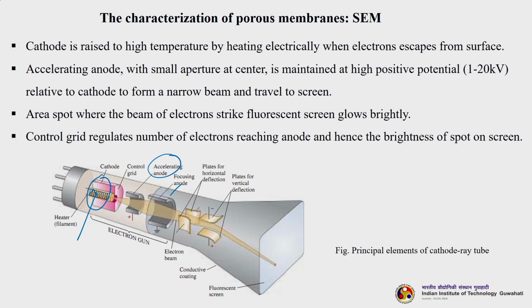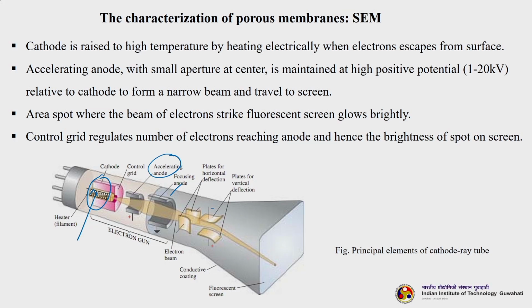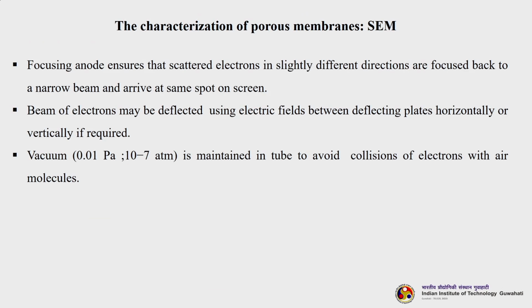The control grid regulates the number of electrons reaching the anode and hence the brightness of the spot on the screen. The horizontal plates and vertical deflection plates are helping to actually neutralize the different types of electrons that are passing out of the anode. The focusing anode ensures that electrons scattered in slightly different directions are focused back to a narrow beam and arrive at the same spot on the screen.